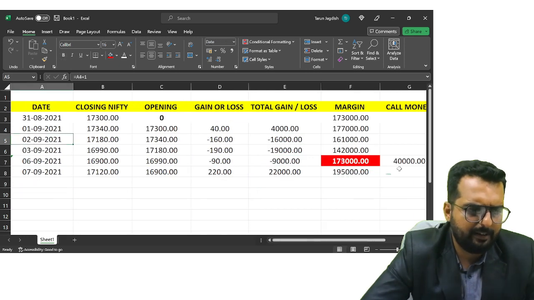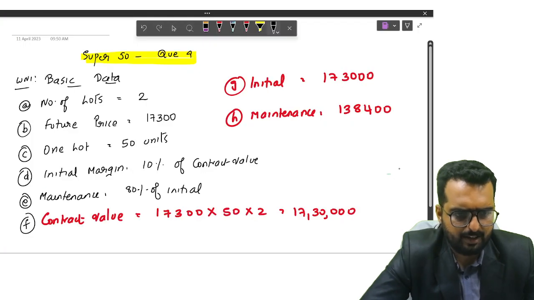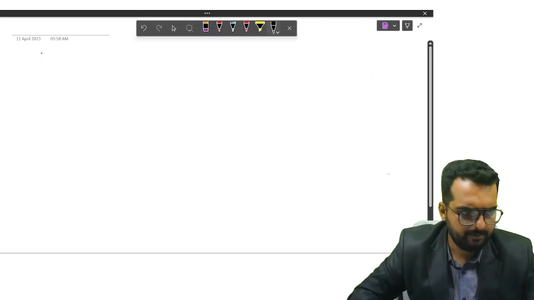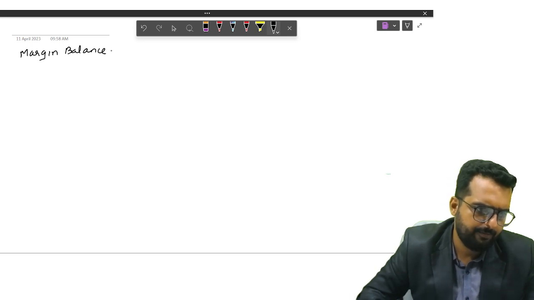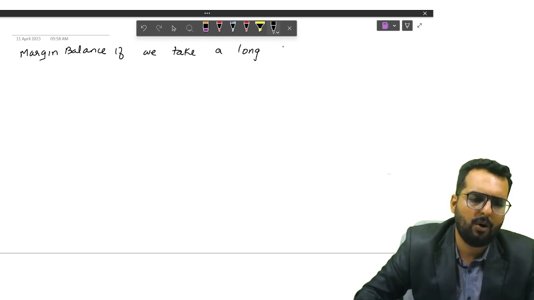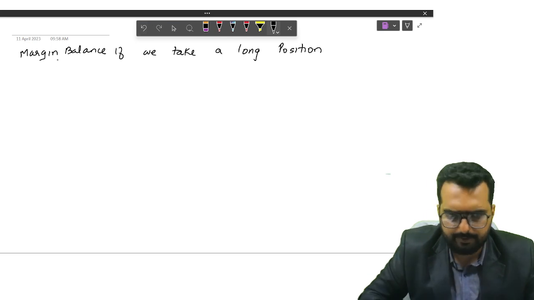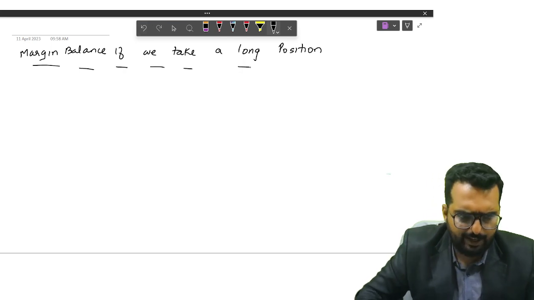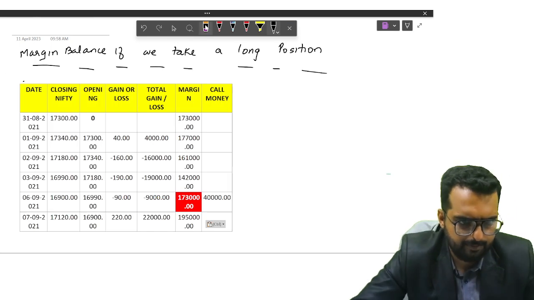So I'll just copy and paste this table in my book now. Okay. I'll come here, I'll write down margin balance if we take a long position. Hi Vaishnavi, I'll explain that to you now. Okay, let me just paste it over here and then I'll explain it to you.